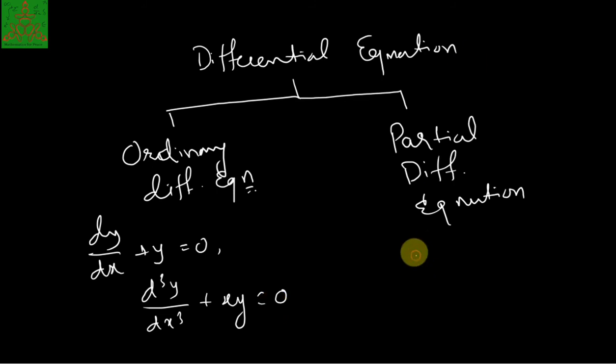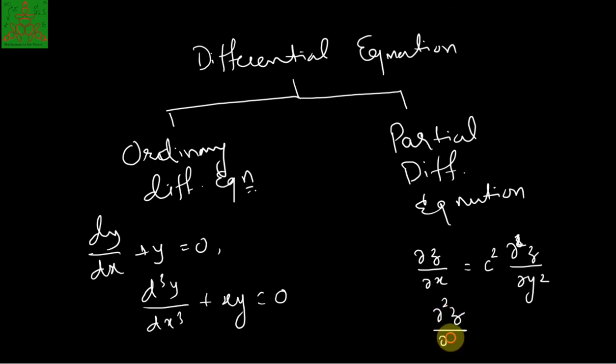For example, we have already seen one which involves the partial derivative, del z by del x is equal to c square del square z by del y square. Or I can say a Laplace equation, which is del square z by del x square plus del square z by del y square equal to 0. So that is the classification of differential equation. In this course, we are going to focus on ordinary differential equation. And in that, we will study how to solve this type of differential equation, what are the different techniques to deal with ordinary differential equation.